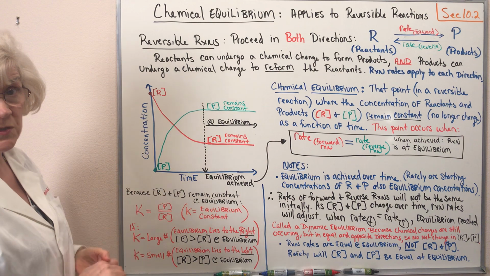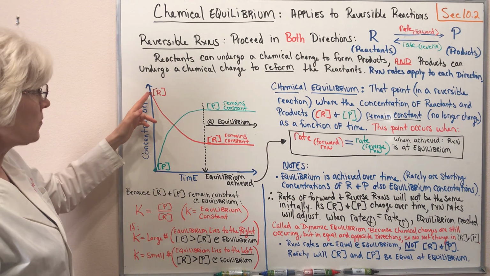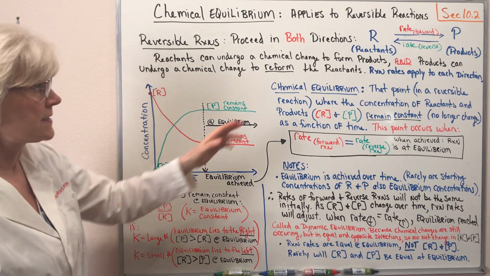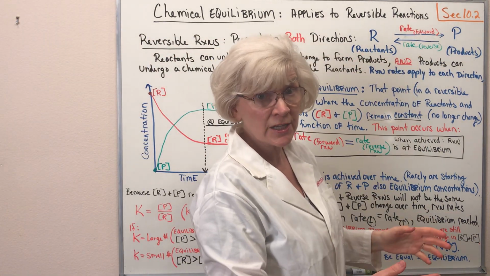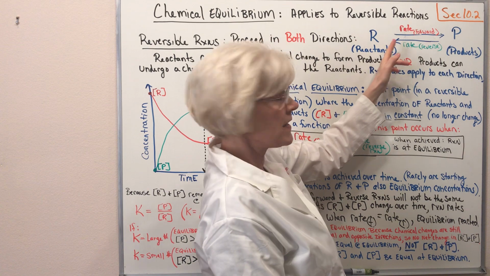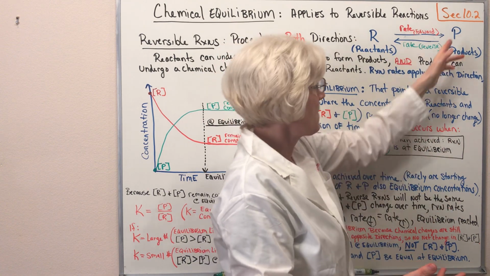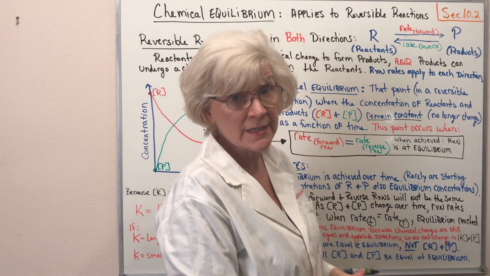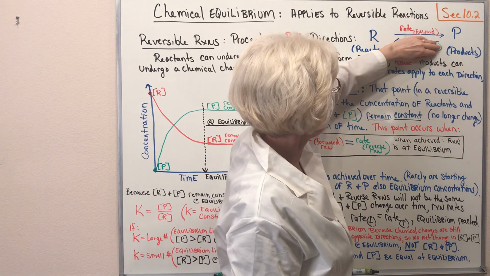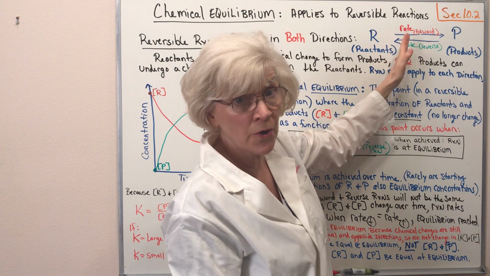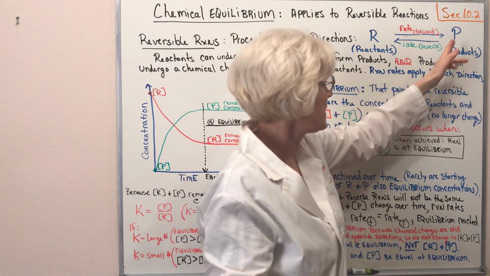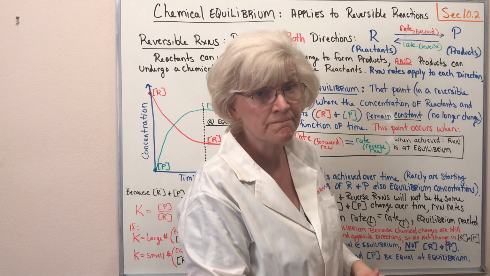Well, what happens over time? Since you only have reactant present, the only thing that you can do is the forward reaction. You can't have any reverse reaction happening because you don't have any product present. So the rate of the forward reaction is going very fast initially, and there's no reverse rate happening at all because you don't have any product present.